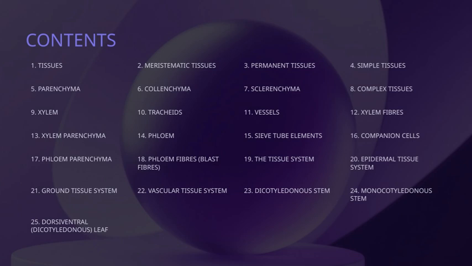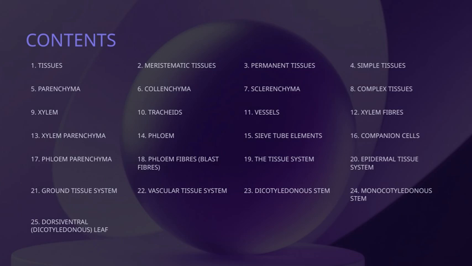Focusing on the vascular tissue system, it includes various specialized tissues like xylem and phloem, each with specific roles. Xylem transports water and minerals from roots to leaves, and it includes structures like xylem fibers and tracheids, which provide support and conduction. Phloem transports organic nutrients, especially sugars, throughout the plant, and it contains sieve tube elements and phloem fibers, including phloem parenchyma cells.